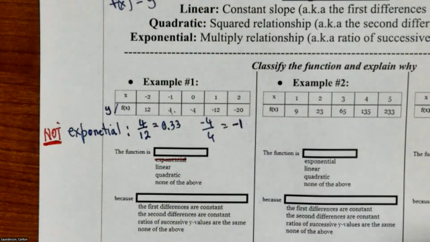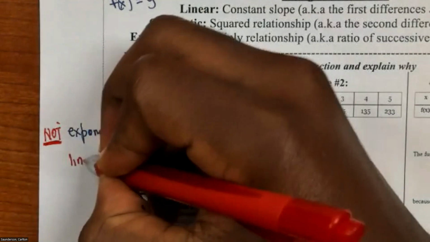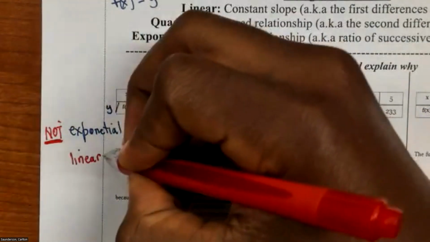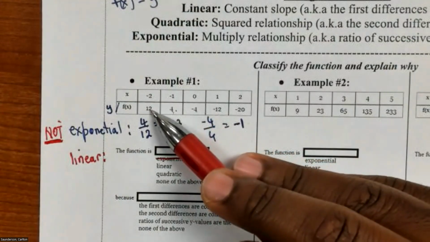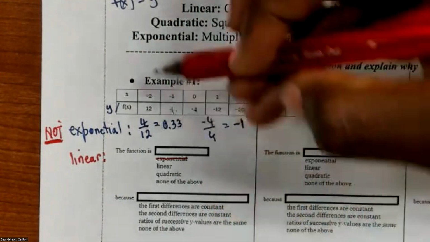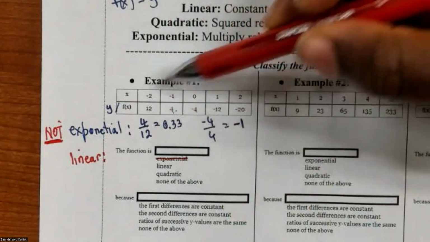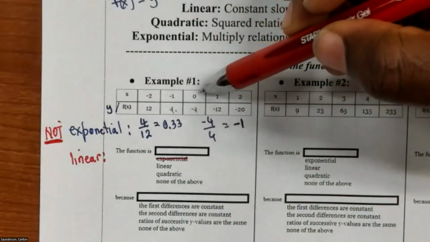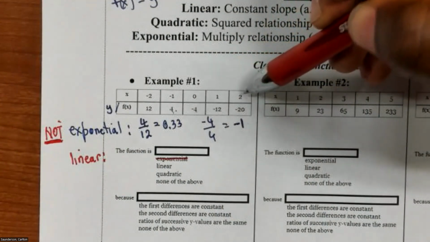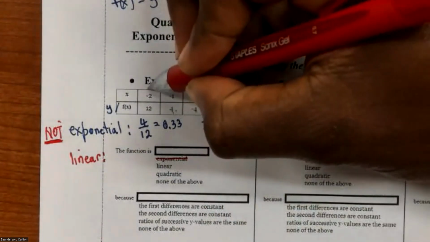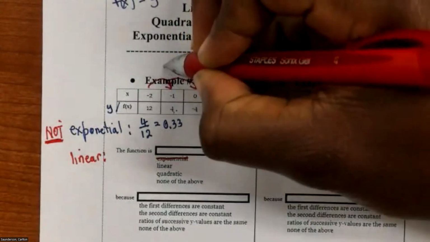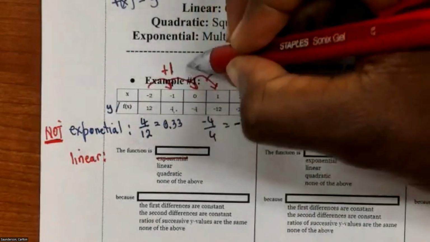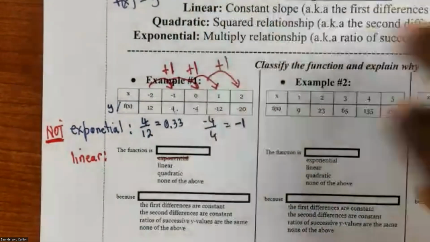Now we're going to test if it's linear. To test if it's linear, you look at the change in the x values and then the change in the y values. My x values went from -2 to -1, -1 to 0, and then all the way to 2. So they were getting more and more positive. You are adding every single time. Every time you were adding 1.